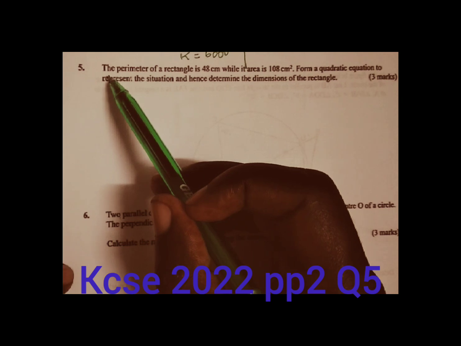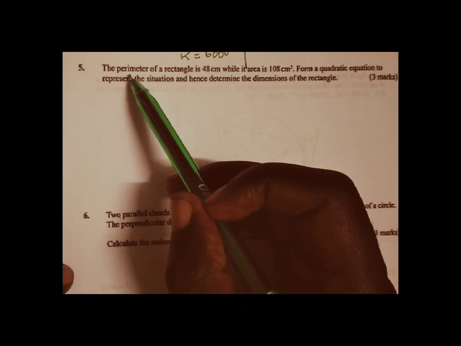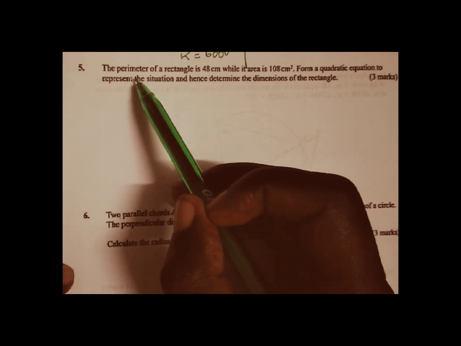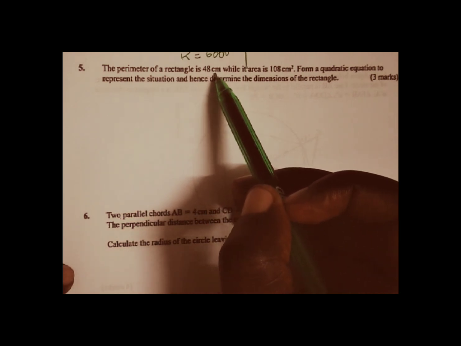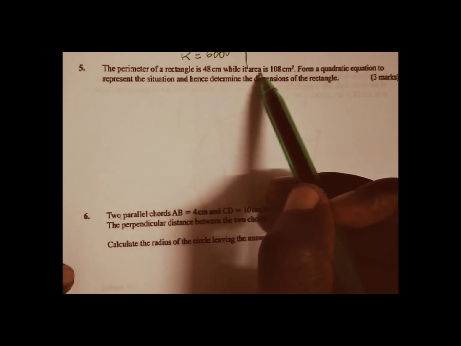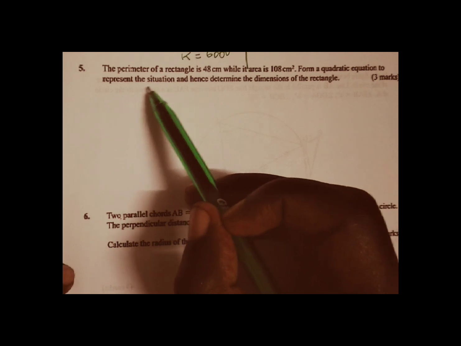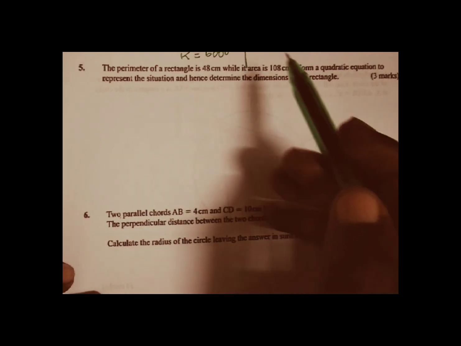We are looking at KCSE Paper 2 2022 examinations, question number 5. The question reads: the perimeter of a rectangle is 48 centimeters, while the area is 108 centimeters square. Form a quadratic equation to represent the situation and hence determine the dimensions of the rectangle.